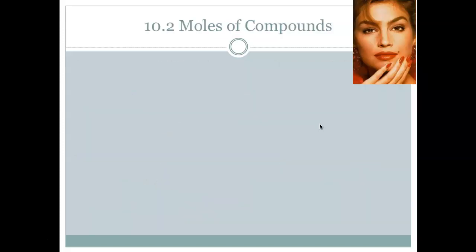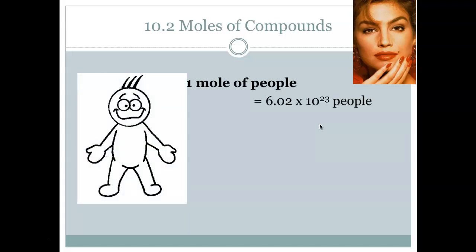Now let's consider how many atoms are in a mole of a given compound. First, consider if we're talking about a mole of people, for example. This would be 6.02 times 10 to the 23rd people, because 1 mole of anything is 6.02 times 10 to the 23rd of that thing. Now consider how many heads are in a mole of people. Well, presumably each person has 1 head, so a mole of people is equal to 1 mole of heads, or 6.02 times 10 to the 23rd heads.